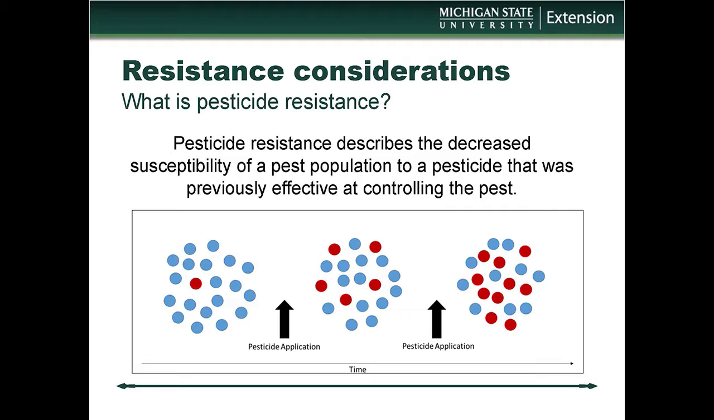And over time, when we apply that same insecticide, we select for that same genotype within that group of insects, and we see a decrease in the efficacy over time. So when we apply this pesticide here, all of a sudden we're saying, well, geez, we're only getting like 50% of the control that we used to. Well, half of our population is now resistant to that pesticide.